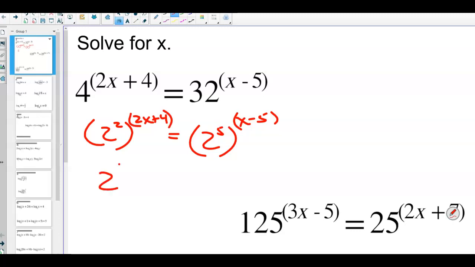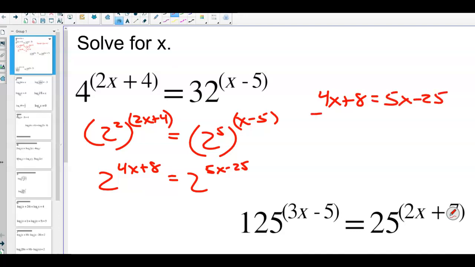And then we have 2 to the 4x plus 8 equals 2 to the 5x minus 25. And once I get those similar bases, I can simply set the exponents equal. 4x plus 8 equals 5x minus 25. I like to keep the x's positive. That's just me.